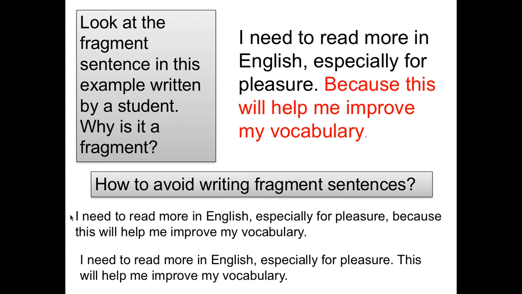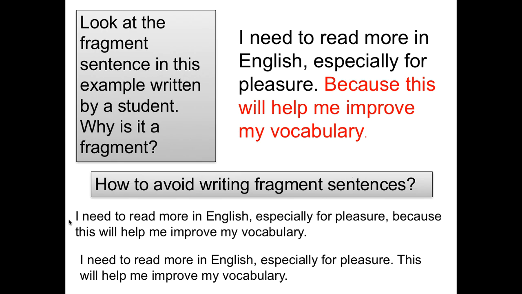Well, you could write, I need to read more in English, especially for pleasure, because this will help me improve my vocabulary. Now, what's the one difference between this and this? The punctuation. Here you have a full stop indicating that these are two independent sentences, independent clauses, but they're not. This one, as I said, is dependent on this one. So what you need is a comma. Then this element here, the second part, becomes dependent on this part, and now it's a complete sentence.